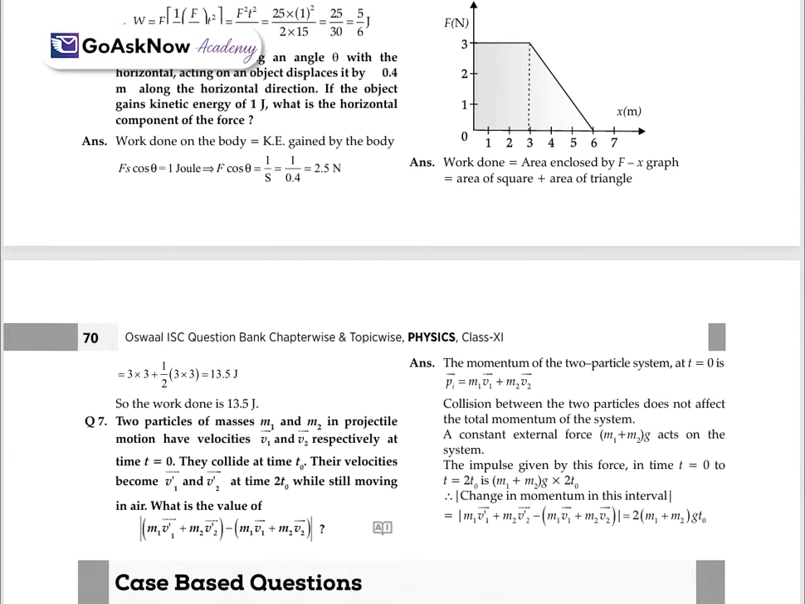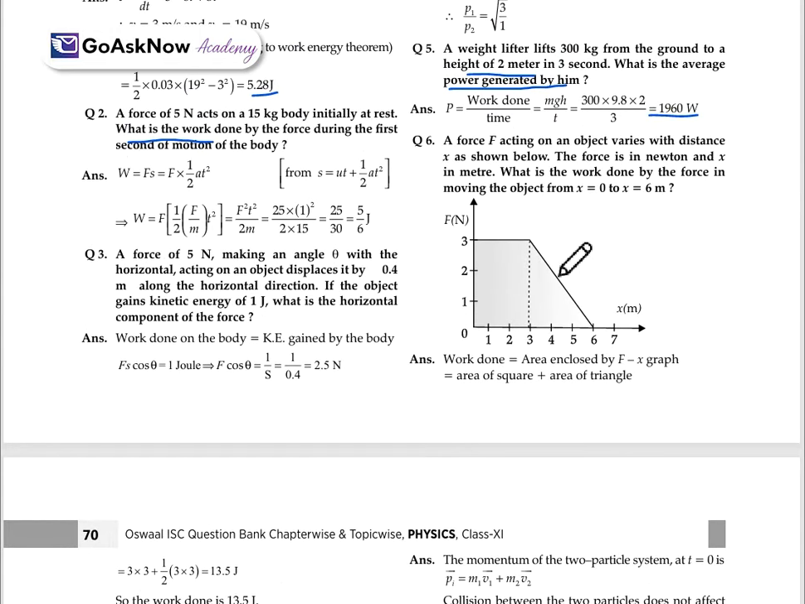Now one graphical question is also there. A force F is acting on an object, where x is the distance. The force is in Newton and x is in meter. What is the work done by the force in moving the object from x equals 0 to x equals 6 meter?